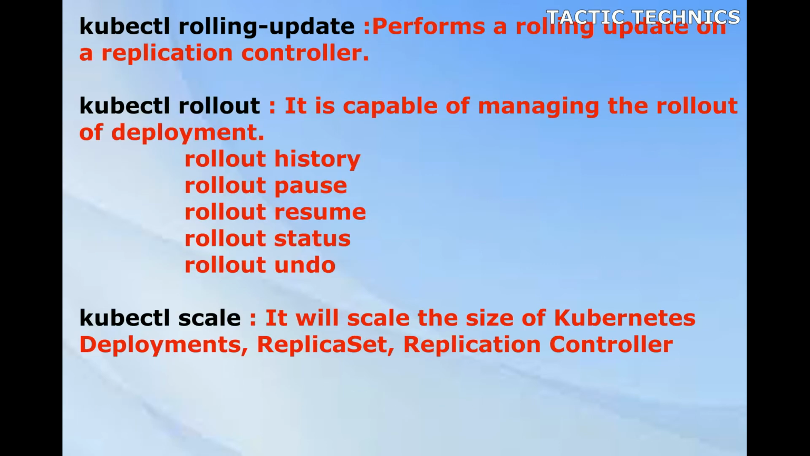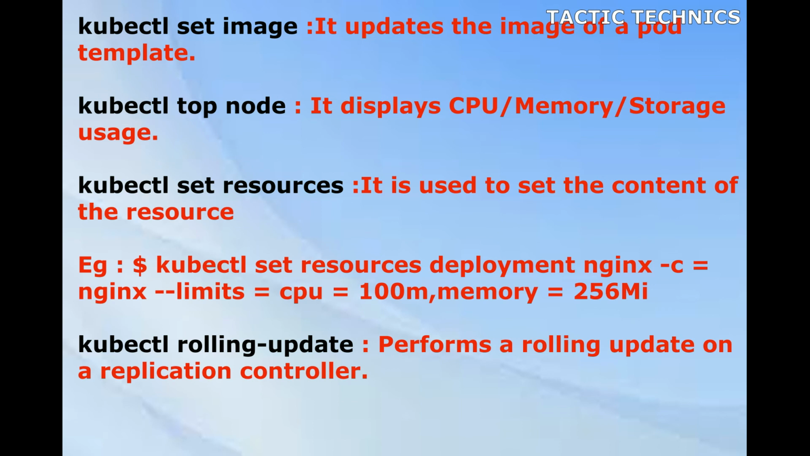Kubectl rolling-update performs a rolling update on a replication controller. Kubectl rollout is capable of managing the rollout of deployment. Rollout history, rollout pause, rollout resume, rollout status, rollout undo. Kubectl scale will scale the size of Kubernetes deployments, replica set, replication controller. Kubectl set image updates the image of a pod template.